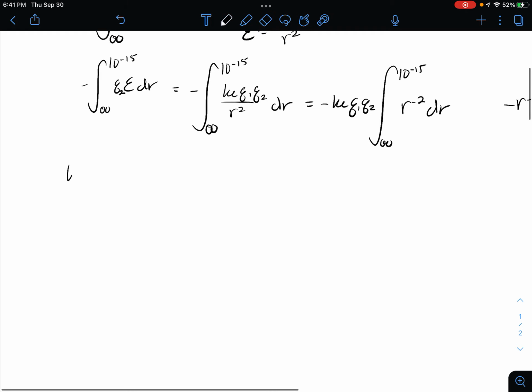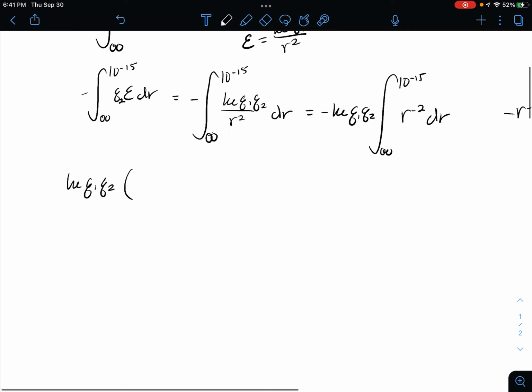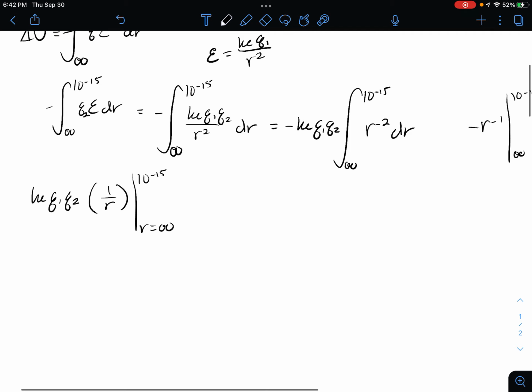So we're going to get KE Q1 Q2 over, well, I'll just keep it separate for now. It's going to be 1 over R evaluated from R equals infinity to 10 to the negative 15th. And you can't technically plug in infinity because it's not a number, but I'm just going to use a limit to evaluate that.